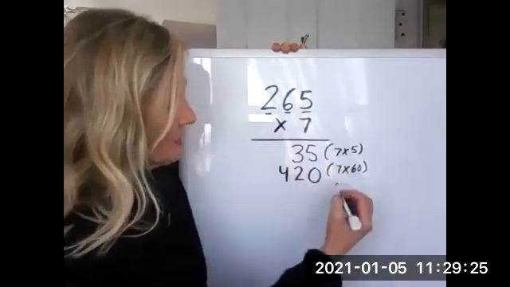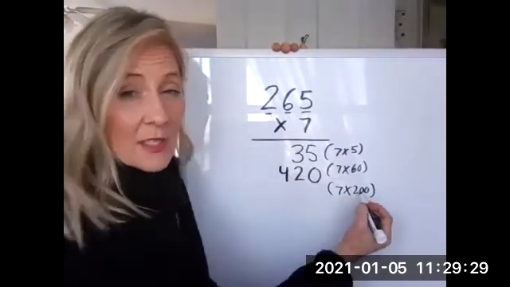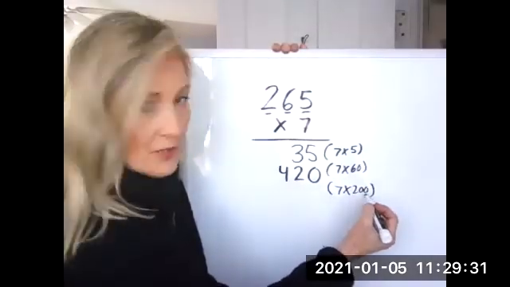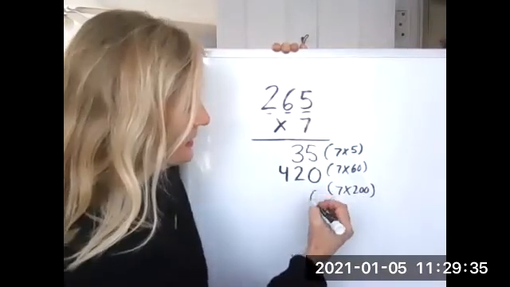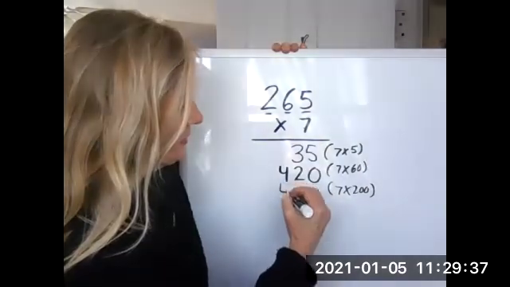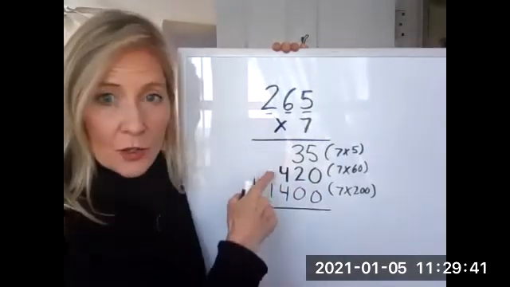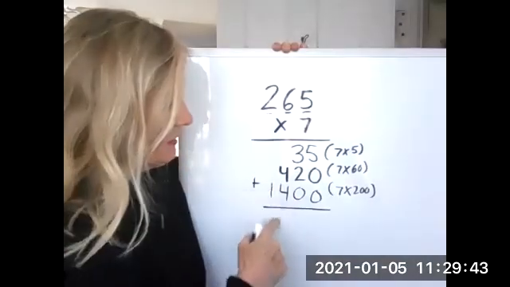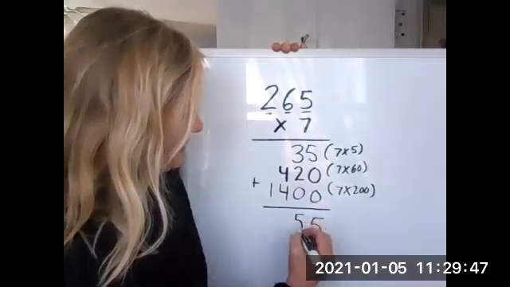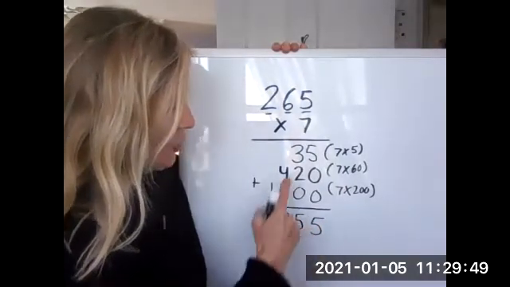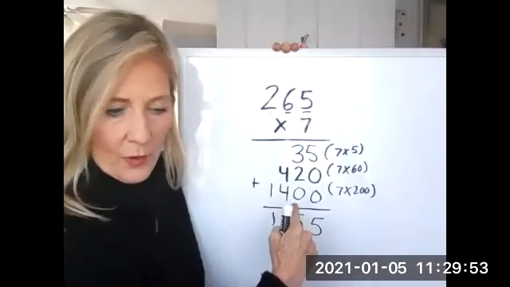And then 7 groups of 200. 7 times 2 is 14. It was 100, so there's those 2 extra zeros bumping it into the right place. So we've got the 2 zeros and then 14. Partial product, partial product, partial product, final product. And these are the same numbers that you saw when you were doing the open area model. You would still get these same partial products. They would just be in a different form, right?